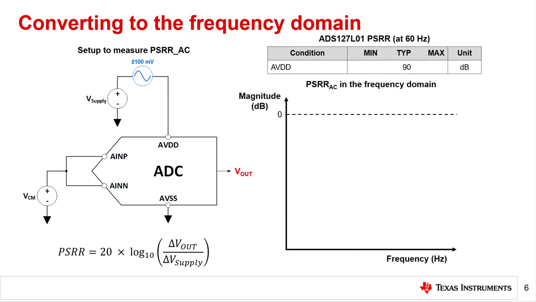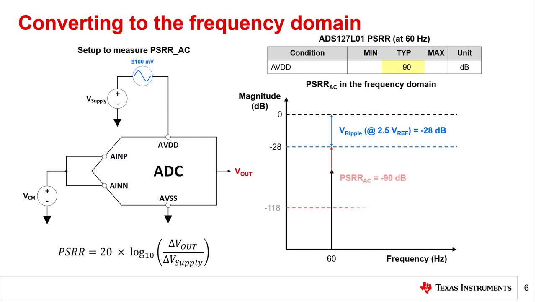You can also calculate PSRR-AC in the frequency domain by converting the 100 millivolt supply ripple into decibels using the ADC reference voltage. Assuming a 2.5 volt reference voltage, 100 millivolts equates to negative 28 dBFS, or decibels relative to full scale. This is shown in the plot on the right in blue. The PSRR-AC in this case is a difference in decibels between the supply ripple amplitude and the tone measured in the frequency spectrum that appears at the supply ripple frequency of 60 Hz. This is shown in the plot on the right in red and results in an error signal amplitude reduction of 90 dB at 60 Hz.